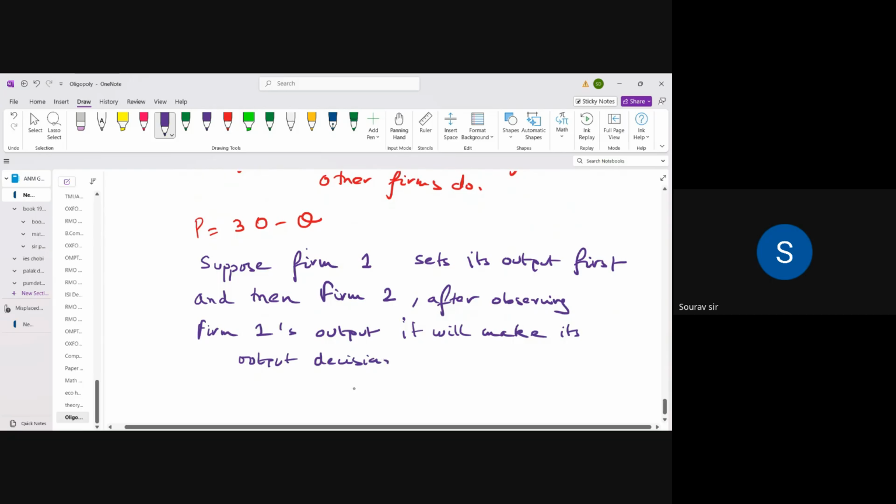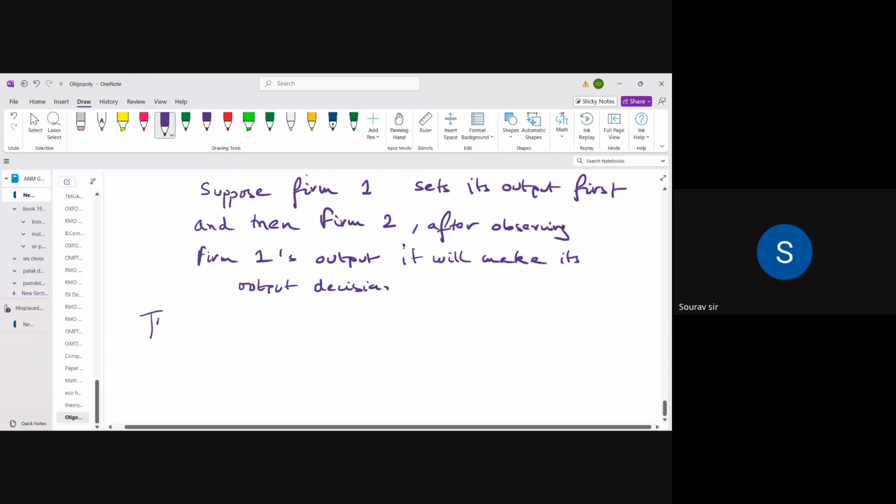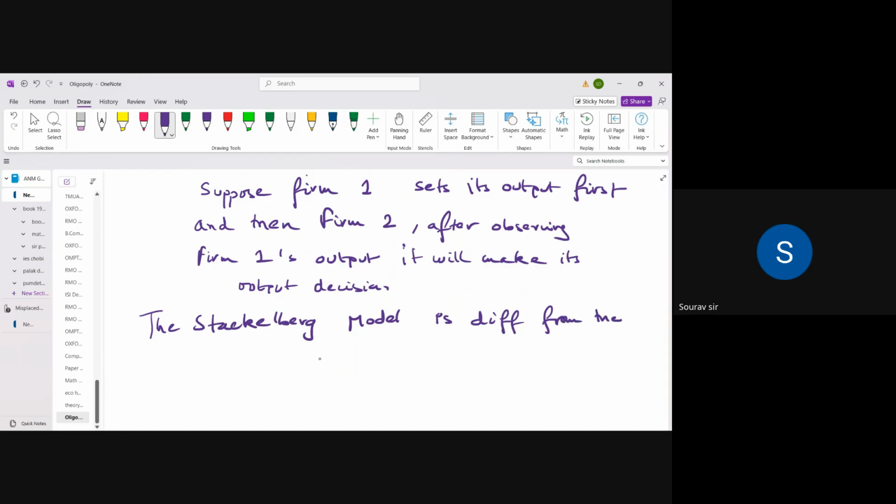So in setting output, firm 1 must therefore consider how firm 2 will react. Now here is how it is different. The Stackelberg model is different from the Cournot model, in which neither firm has any opportunity to react.